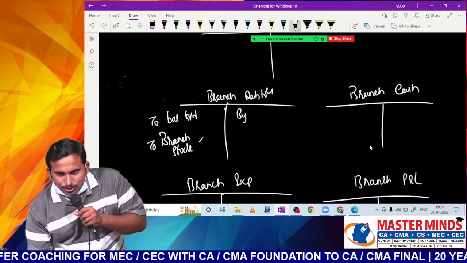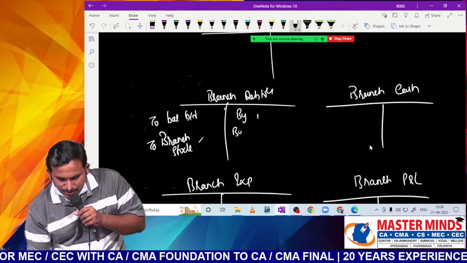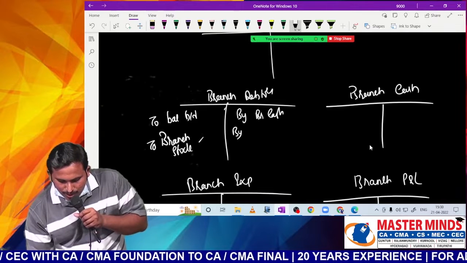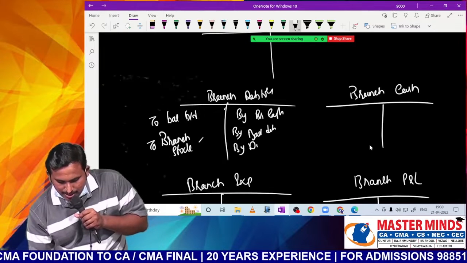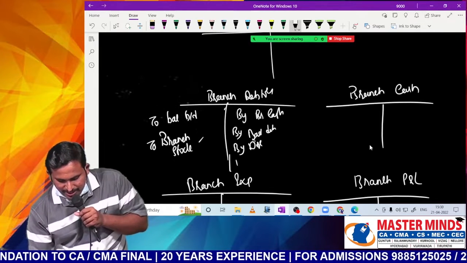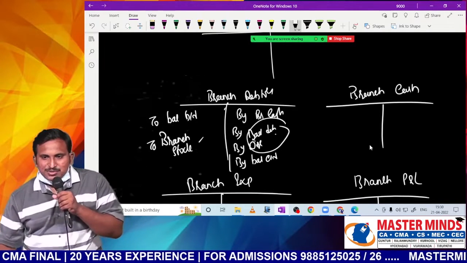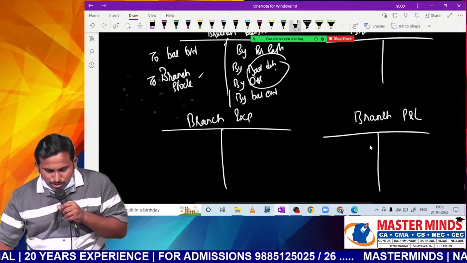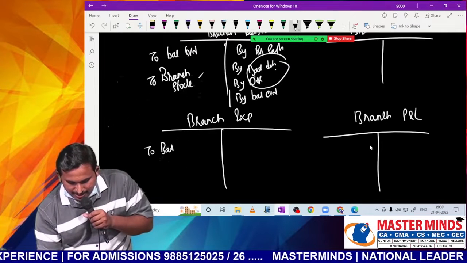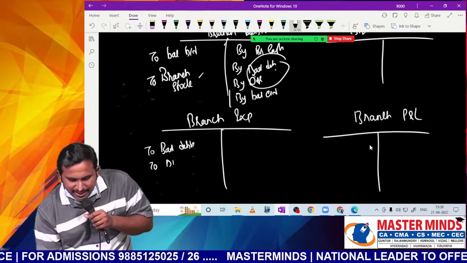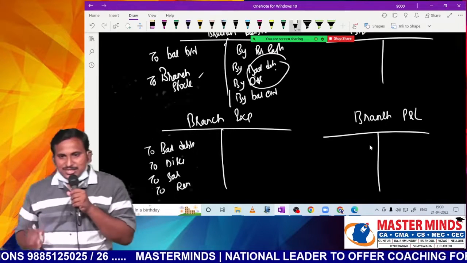Then once again, you will receive the cash. If you receive the cash, by cash or branch cash, like that you will write. Similarly, what will you write? Any bad debts, any discounts, any other expense, any other things you write in debtors, you will write by balance carried down. Now these are the expenses which are considered as branch expenses. So usually you will transfer this to branch expenses, to bad debts, to discounts, and any other expenses you are having, to salaries, to rent, like that, whatever expenses the branch is incurring.